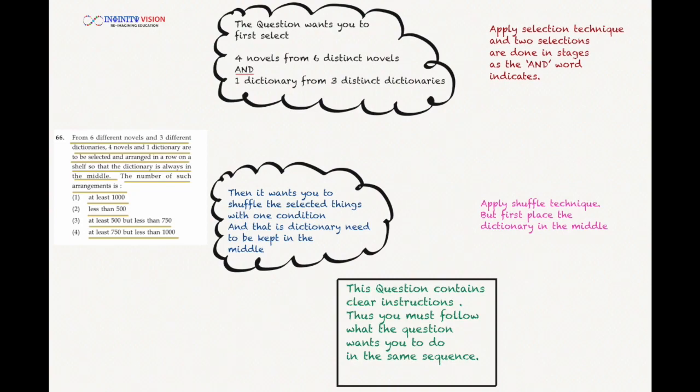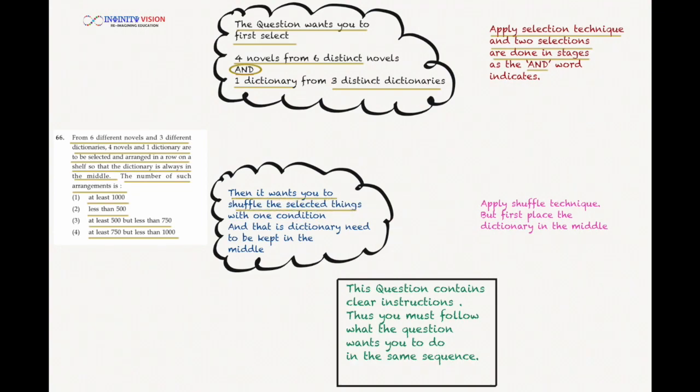So it is very clear that the question wants you to first select. What you have to select? You have to select 4 novels from 6 distinct novels and 1 dictionary from 3 distinct dictionaries. So it is very clear that we have to apply the selection technique, and the 2 selections are done in stages, as the word "and" indicates.